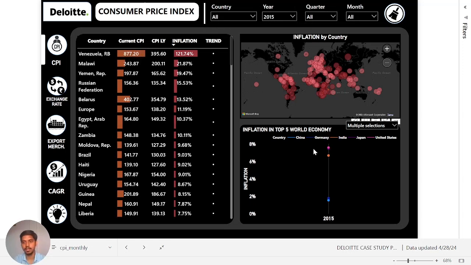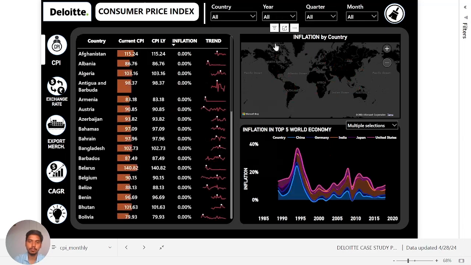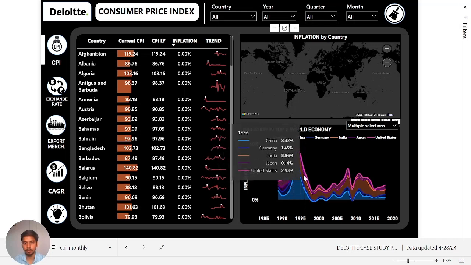Whenever we study an economic term, it is very important to see how the top five world economies are performing in that particular year. As we know, the top five world economies are China, Germany, India, Japan, and United States. So you can have a look at how these countries have dealt with inflation from 1988 to 2018. Like you can see how they have performed.